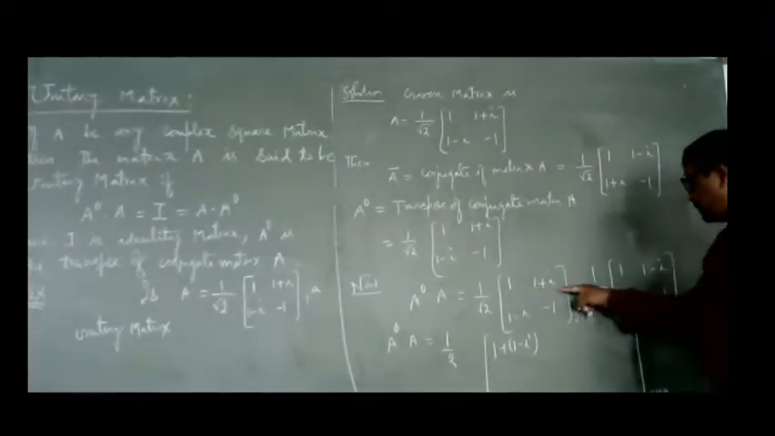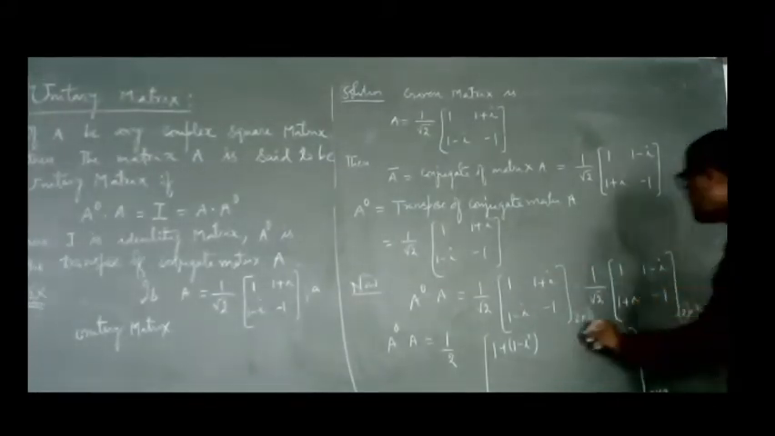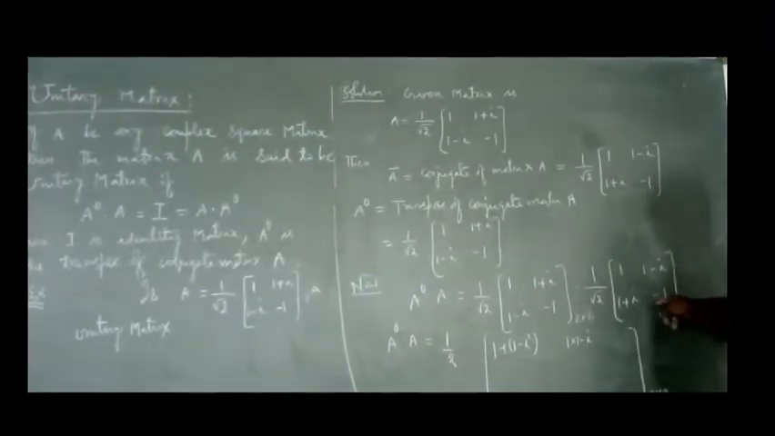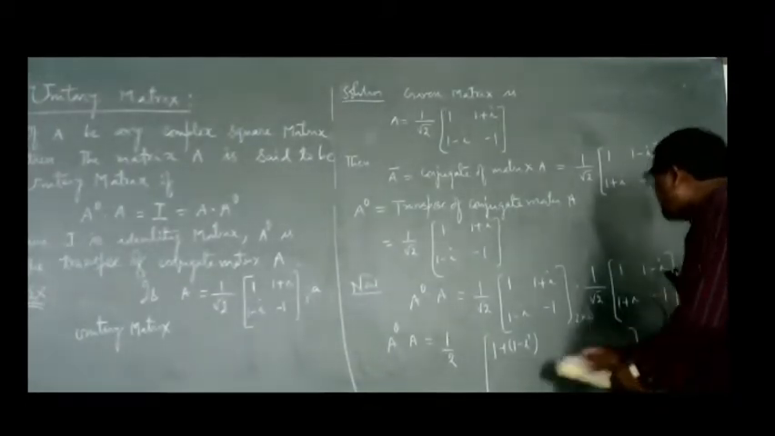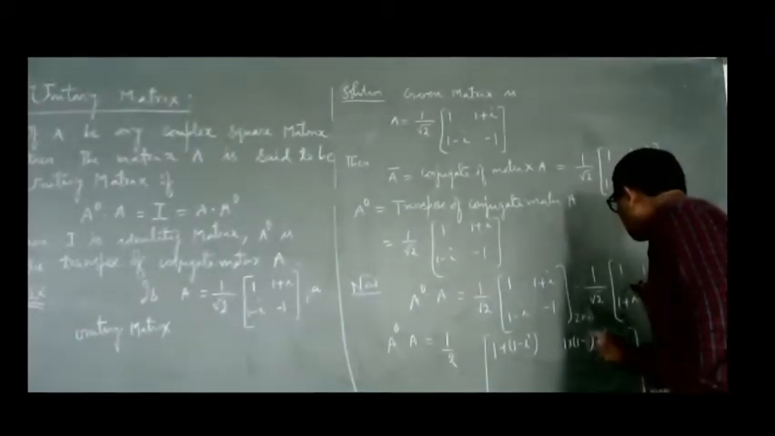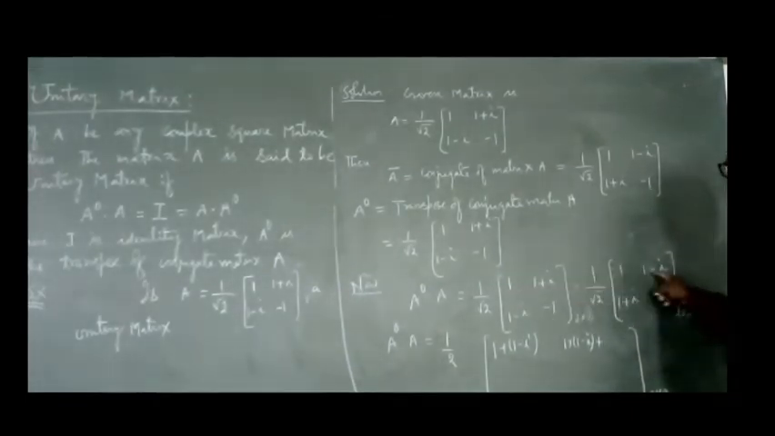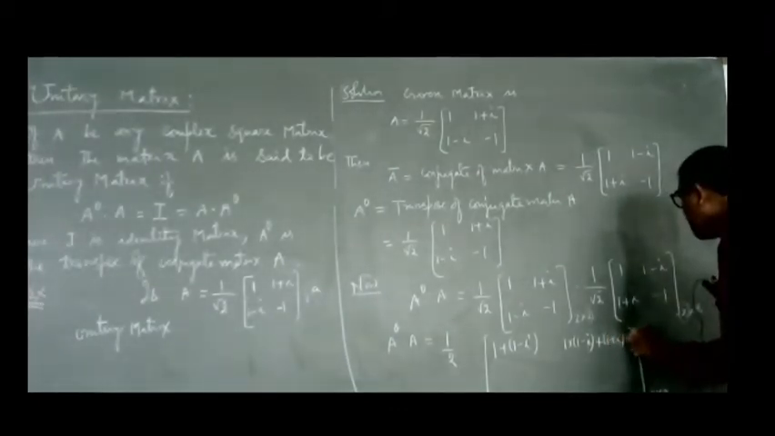Now come to the first row elements multiplied with the second column elements of the post-multiplier. This is 1 into 1 minus i, plus 1 plus i into minus 1. So it is 1 into 1 minus i, plus 1 plus i into minus 1.